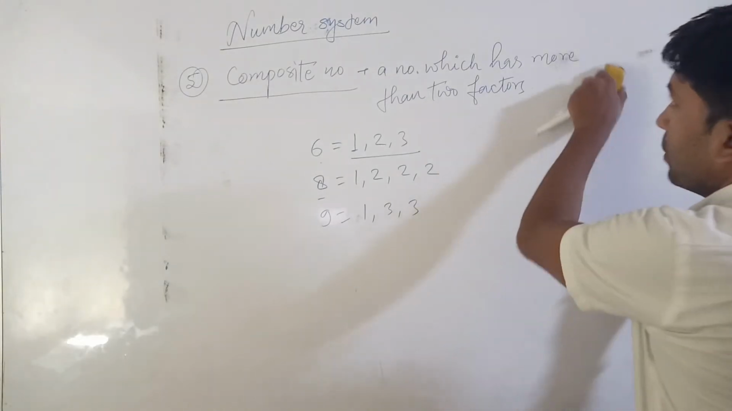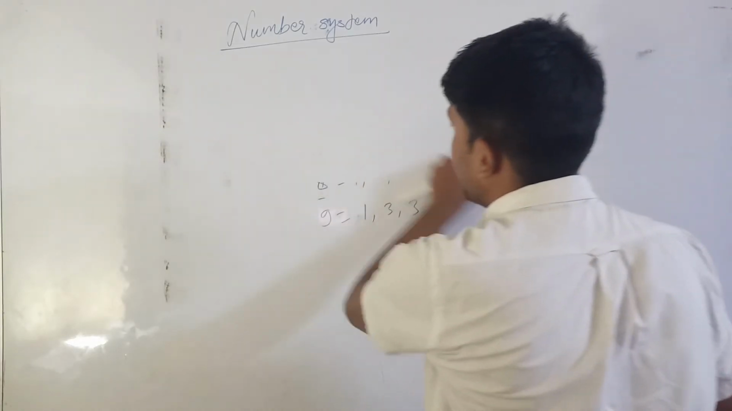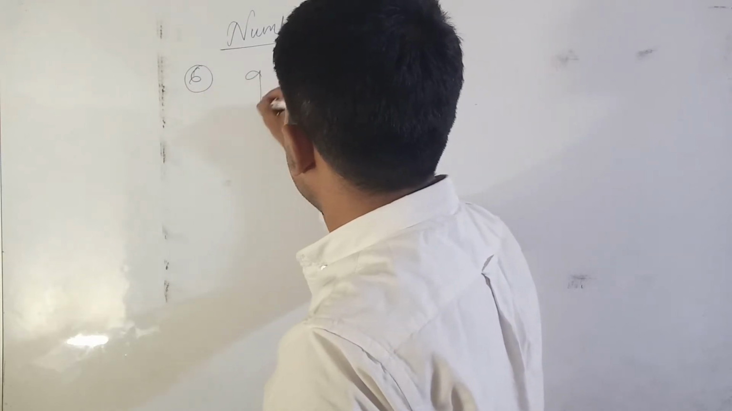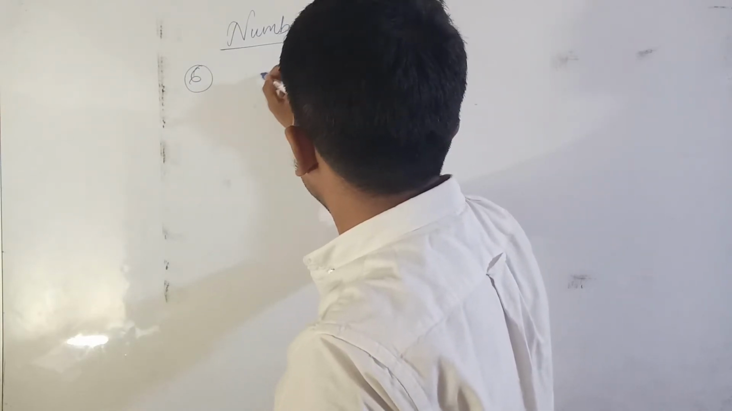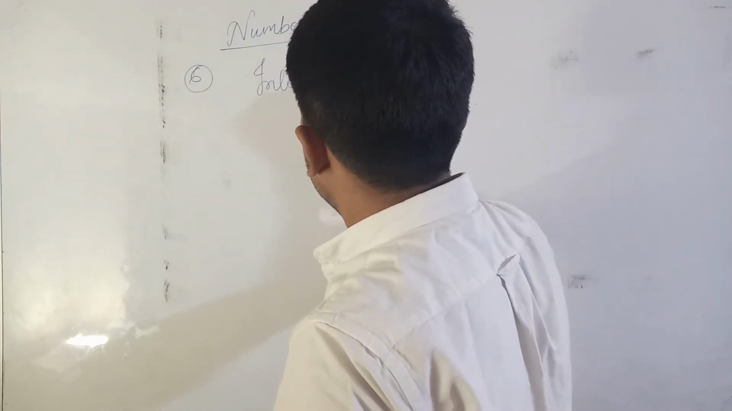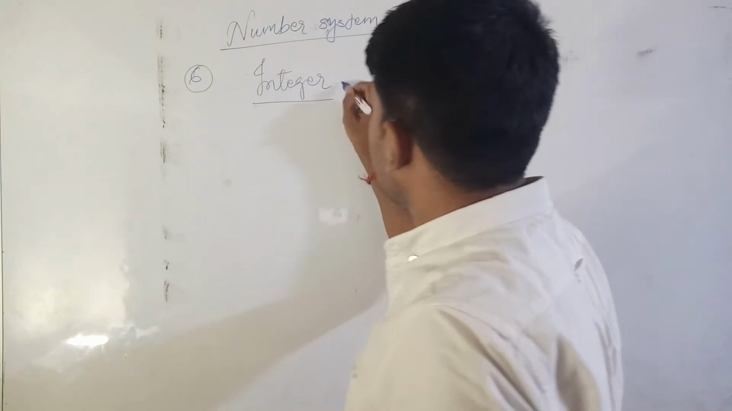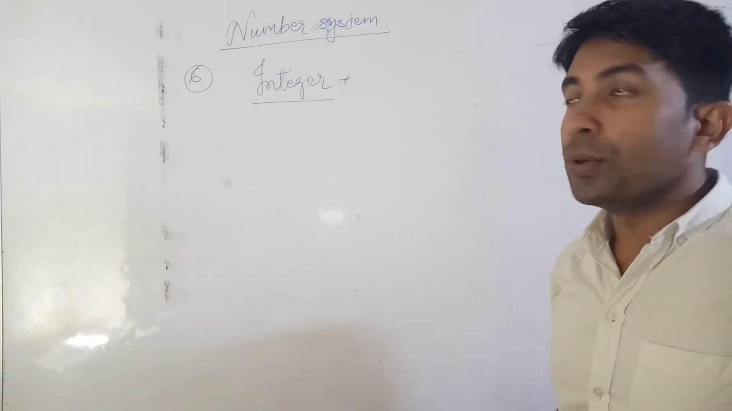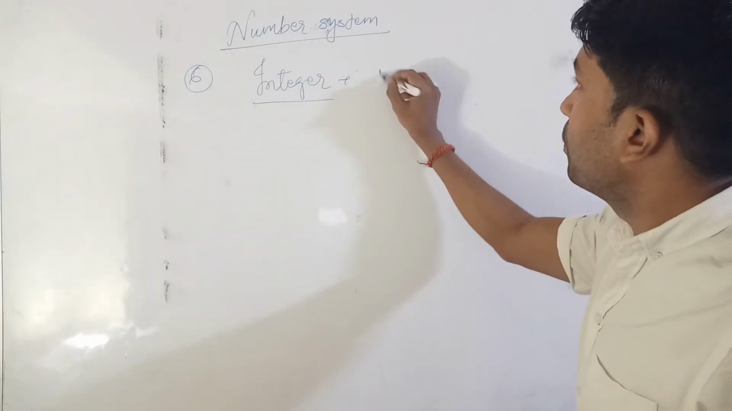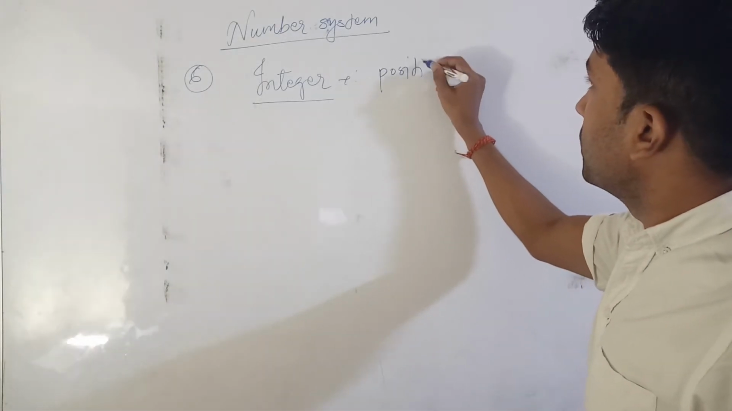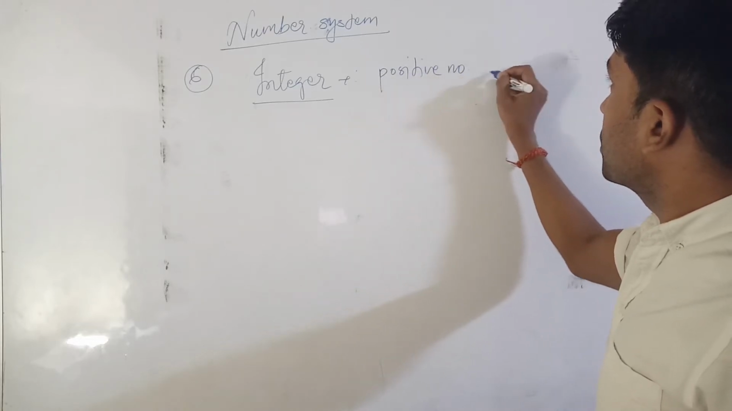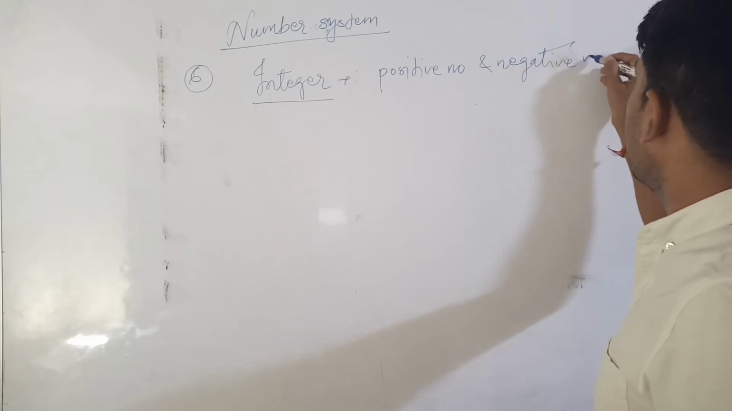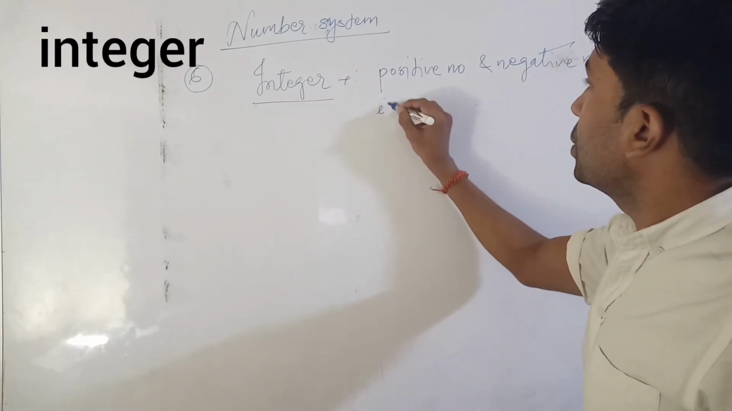Next, I'm going to write point number 6, and that is integer. What is an integer? Because most of the students get confused and don't understand integers. Okay. What is an integer? Integers are basically all types of numbers: positive numbers and negative numbers, including zero.